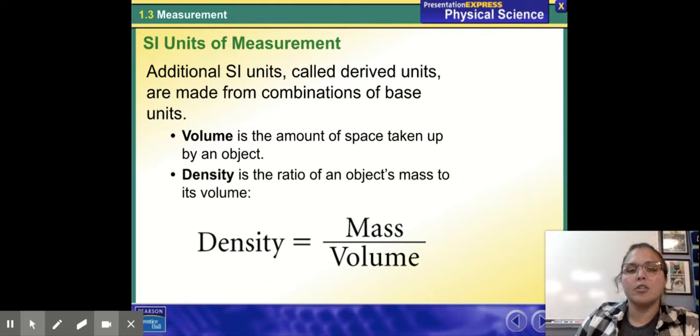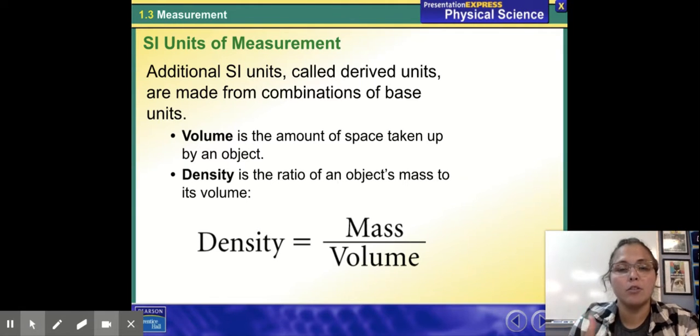There are additional SI units that are called derived units, and these are made out of combinations of base units. So basically, if you're going to do any sort of a calculation like speed is distance divided by time, that's a derived unit, meters per second. Volume is another one. It's the amount of space that's taken up by an object. We have to do a calculation to get volume, generally.